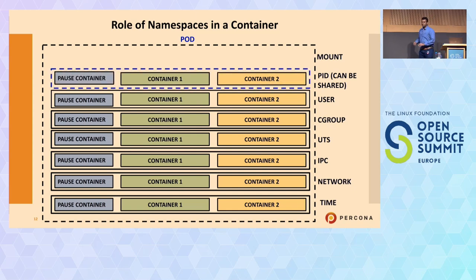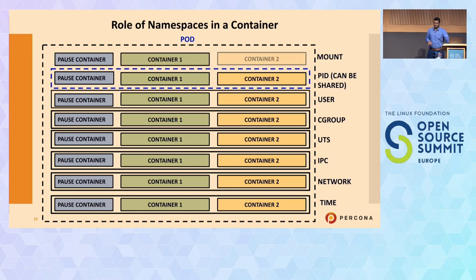You have an option to choose whether you want to share the same PID namespace or isolate it. By default, the PID namespace is different between the containers of a pod, but you have an option to make it the same. We will go through that in the demo. And for sure, each container has its own mount namespace. Otherwise, everything would have the same mounts and all of that, and it would be such a mess.